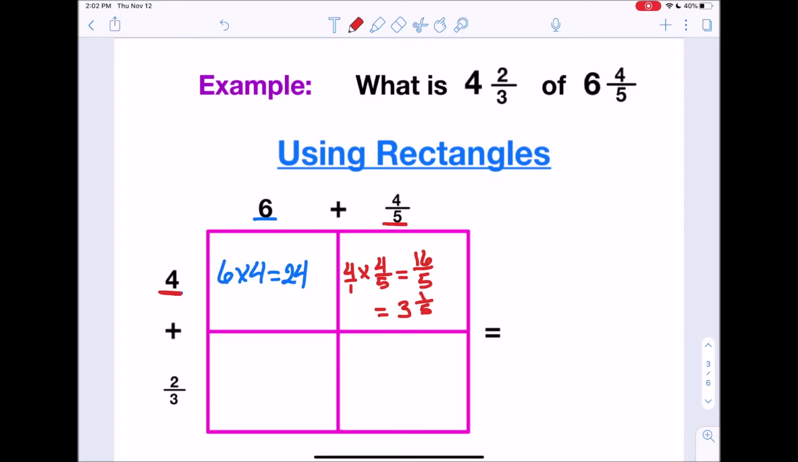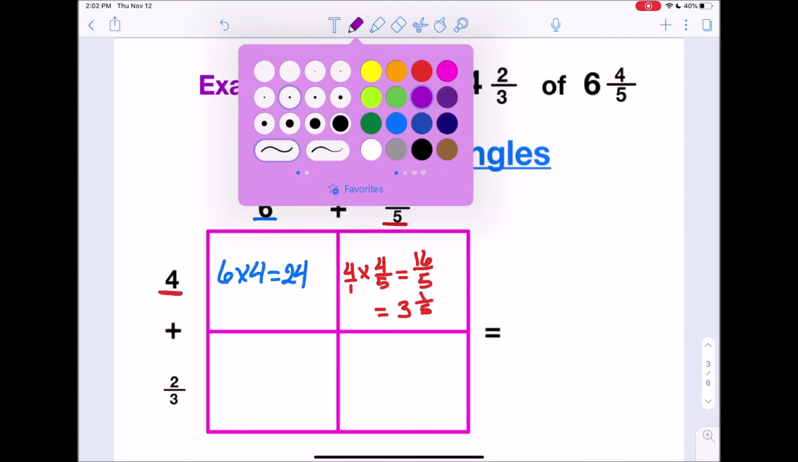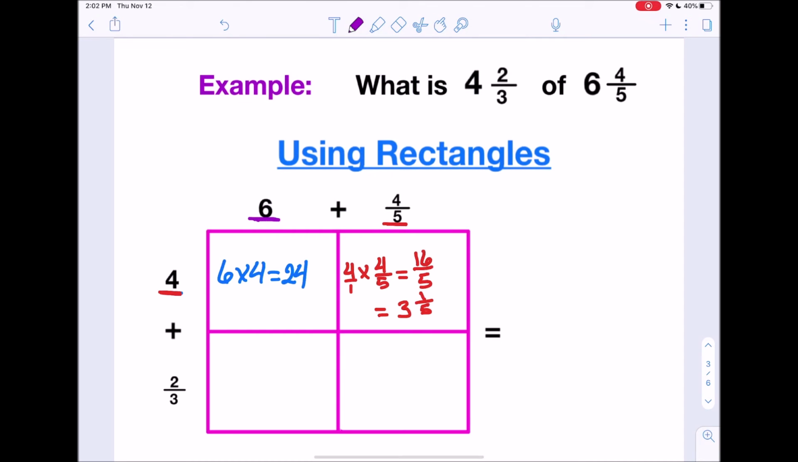Okay, now for my bottom row, the column is 6 and the row is 2/3. So here we go, 6 times 2/3. We stick a 1 under the 6 and it's going to end up being 12/3, which we can simplify to 4.